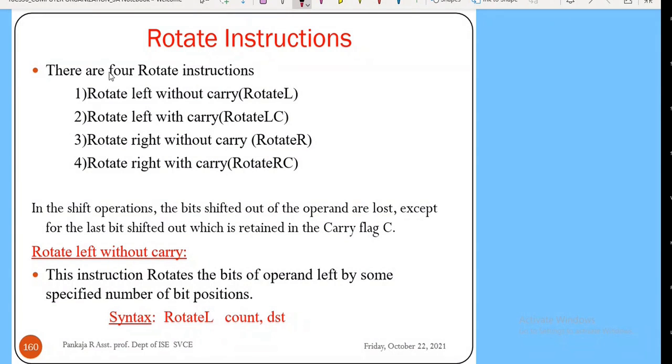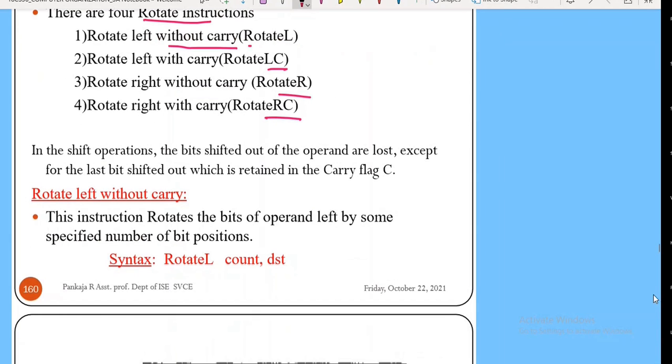Now, rotate instructions. There are 4 rotate instructions. Whatever we have discussed so far is just shifting elements either to the left or to the right. Now, along with the shifting, we are going to rotate the values either to the left side or to the right side, considering carry or without carry. Rotate left without carry: the instruction is ROL. Rotate left with carry is RLC, rotate right without carry is ROR, and rotate right with carry is RRC. We'll discuss these 4 methods, how to write the instruction and what happens.